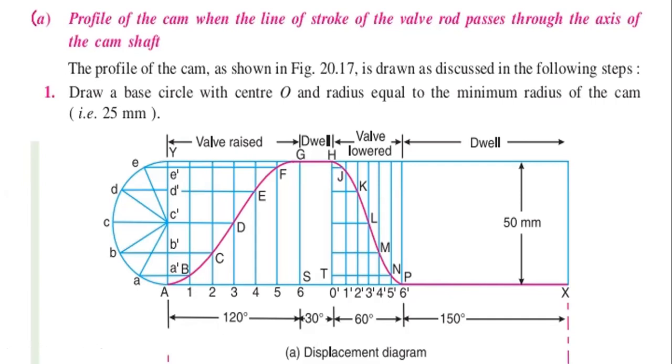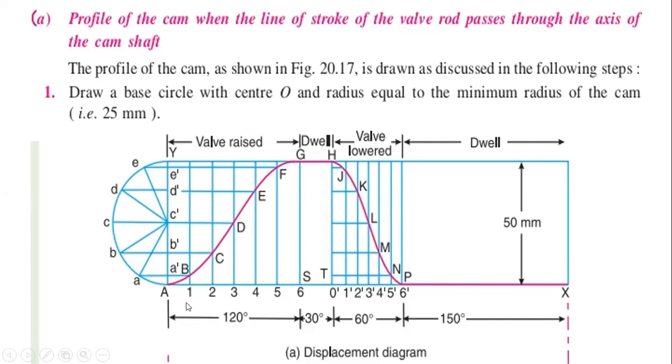I am taking 1 centimeter as equal to 10 degrees. The total line represents 360 degrees, that is one complete revolution of the cam. So we are converting it into centimeters: 360 degrees is converted into 36 centimeters, in which the scaling is 1 centimeter equal to 10 degrees. Thereby we are going to divide it into four sections.